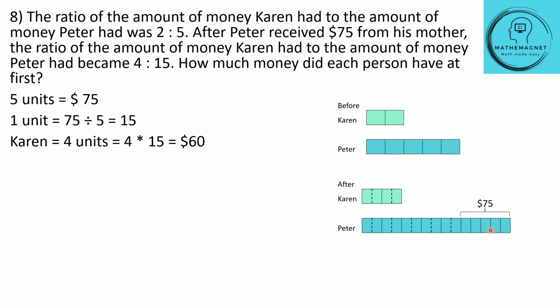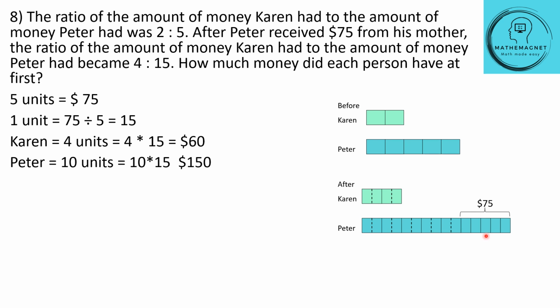Now Karen has 4 units. The question here is how much money did each person have at first. Now we know Karen had 4 units. So it will be 4 into 15, which is $60. Same way Peter had 10 units. Keep in mind we are not considering this 5. We are considering the split value, which is 10.